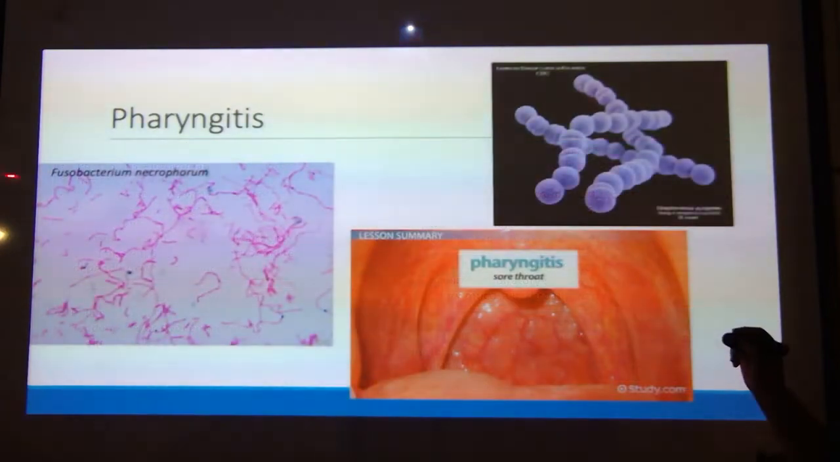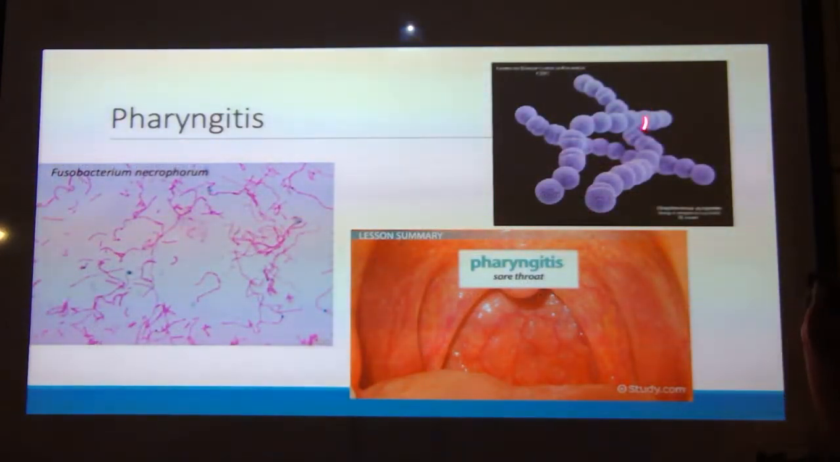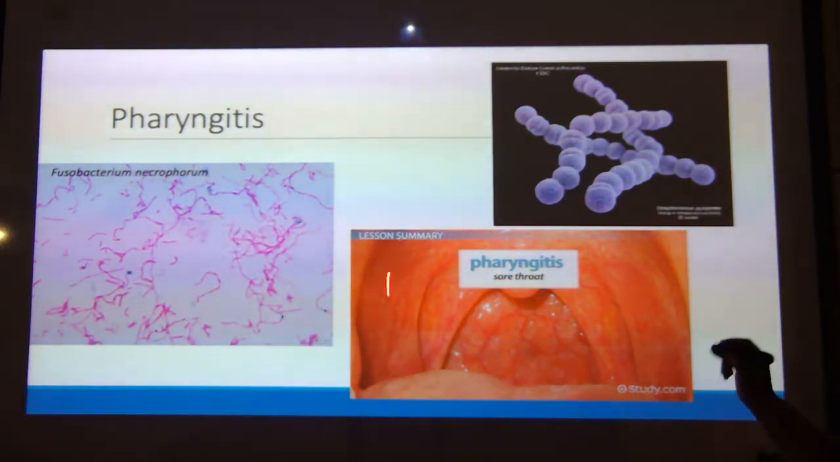So here's the Fusobacterium necrophorum. Here's the Streptococcus pyogenes. And if you look, here is an example of pharyngitis. You can see this person has a very red throat. It's not just the normal light pink. It looks very, very irritated.